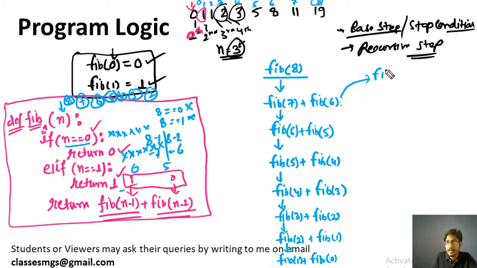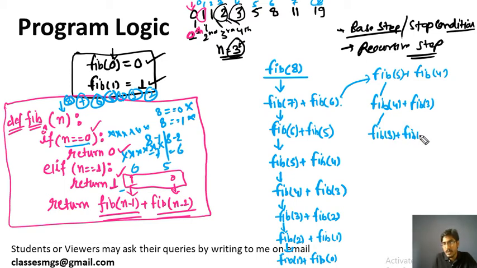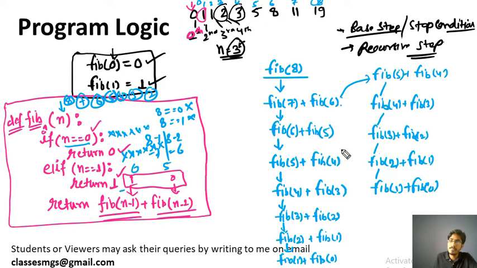Fibonacci 6 will call Fibonacci 5 plus Fibonacci 4, and then Fibonacci 5 will call Fibonacci 4 plus Fibonacci 3. In this case Fibonacci 4 will call Fibonacci 3 plus Fibonacci 2, and Fibonacci 3 will call Fibonacci 2 plus Fibonacci 1. In this case Fibonacci 1 plus Fibonacci 0, and so on. The same thing will be repeated for all those trees.